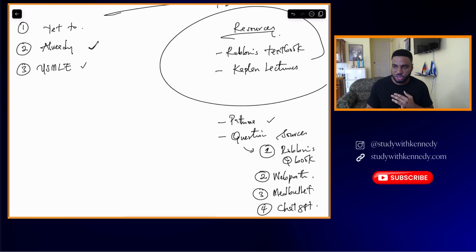The Robbins question book was what I used in med school. When I was in med school, I did the Robbins question book. I did WebPath. I used MedBullet. There was no ChatGPT available to us. I did some UWorld offline as well, but I don't think that is necessary for you to do. That's not a recommendation here.